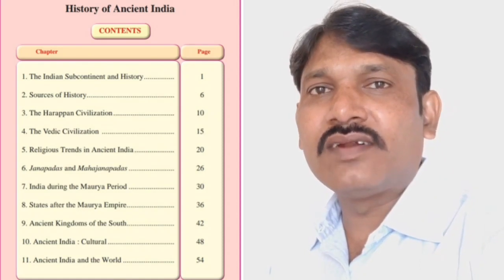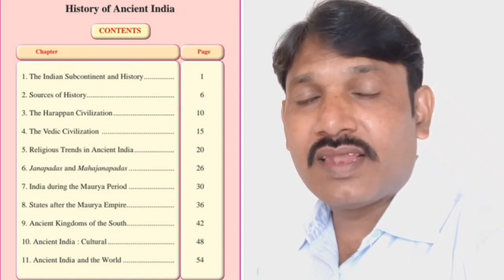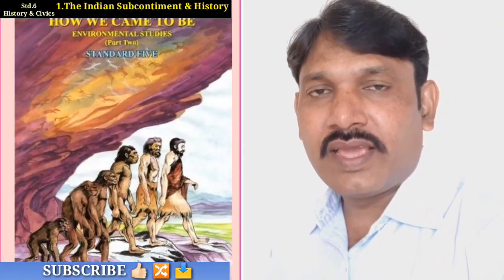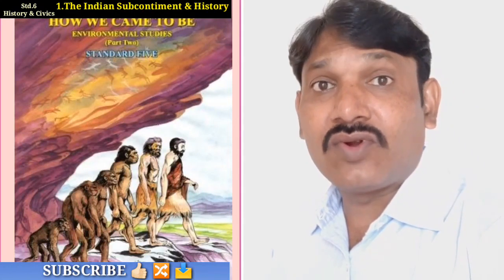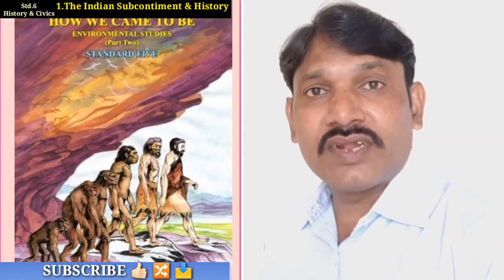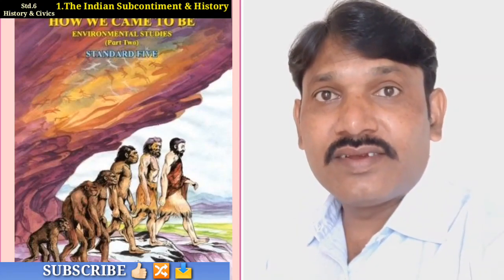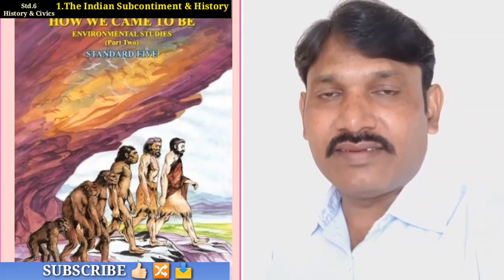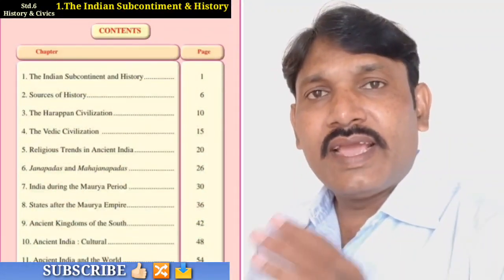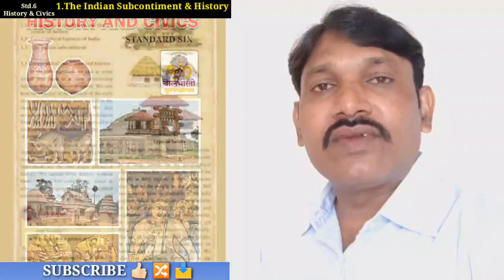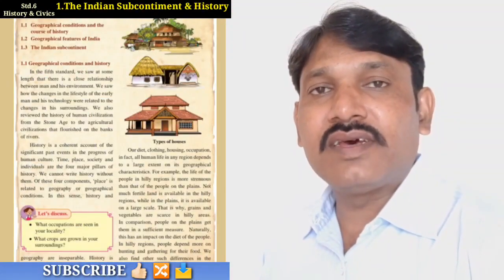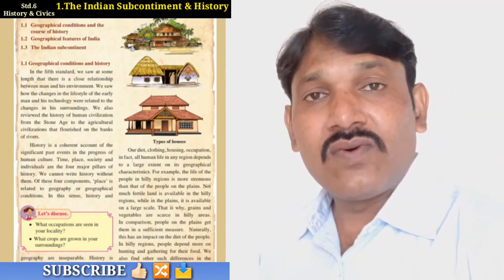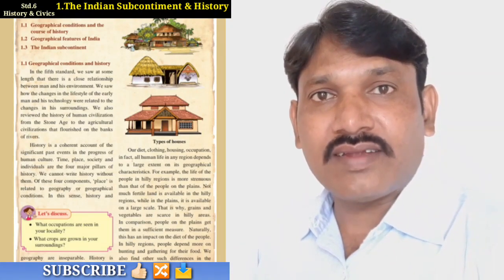Before moving further, I would like to remind you, last year in 5th standard we studied Environmental Studies Part 2. In it, we studied what is history, evolution of mankind, Stone Age, stone tools, as well as settled life and urban civilization. Now, in this 6th standard, we are going to study in the first chapter, the Indian subcontinent and history. So, without further ado, let's start.